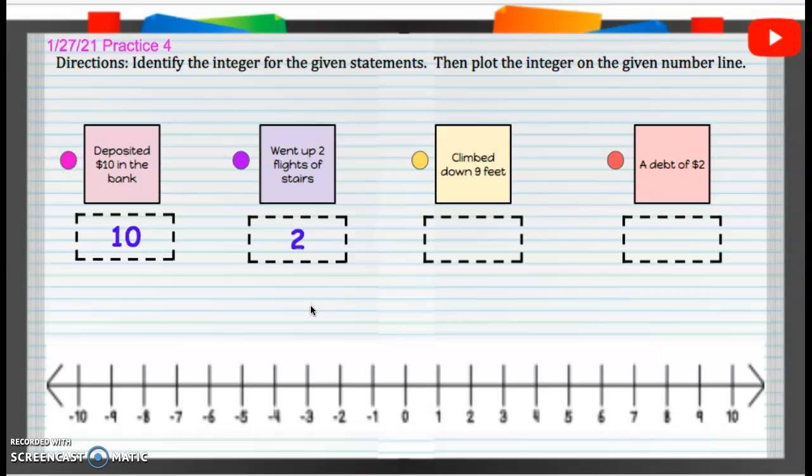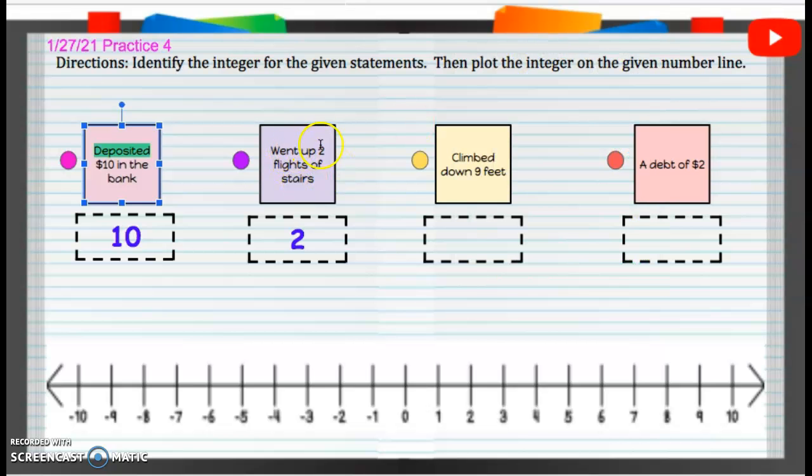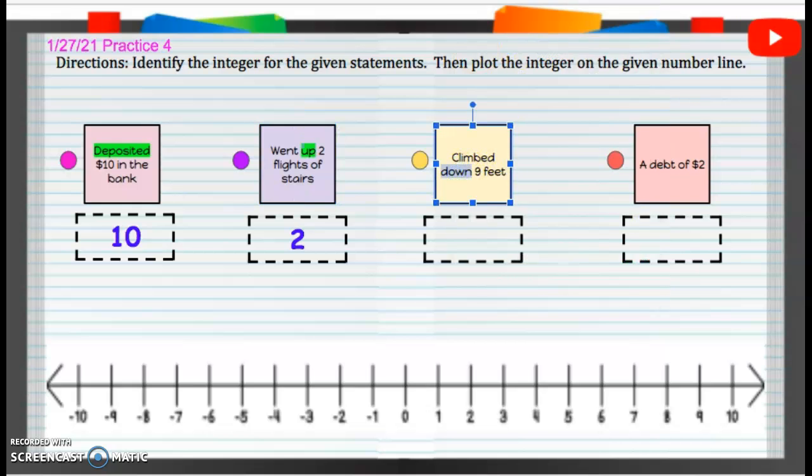You went up. If you climbed down, so first of all, deposited is going to be positive. Went up, that's also positive. Climbed down, that's going to be negative. So down 9 feet, so it's going to be -9. And a debt of $2 is going to be a negative.